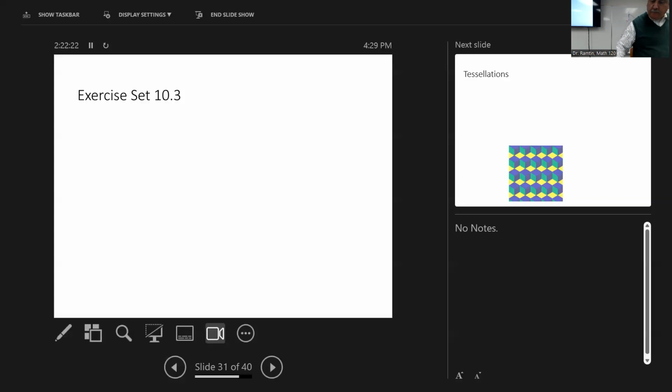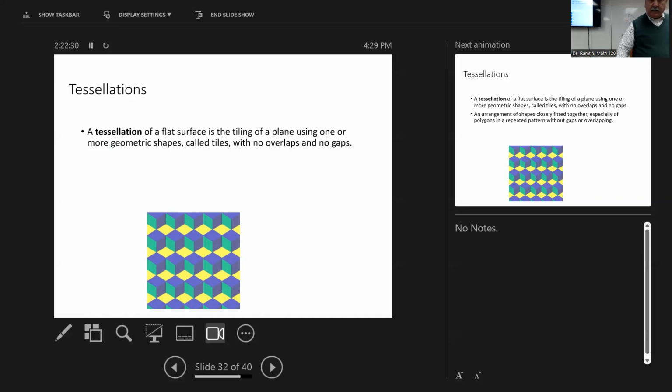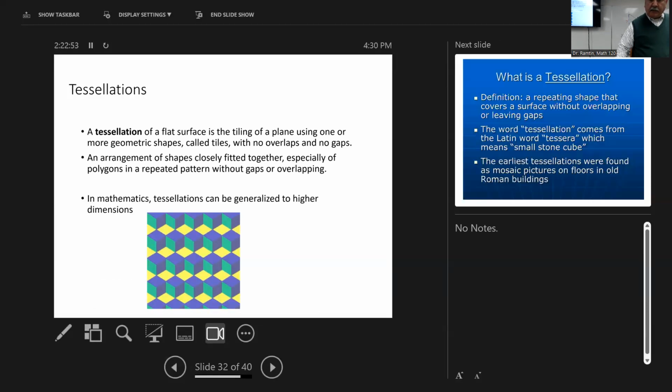Let's go to the next one. Something in mathematics and in architecture is called tessellations. A tessellation of a flat surface is the tiling of a plane using one or more geometric shapes called tiles with no overlap and no gaps. It is an arrangement of shapes closely fitted together, especially polygons in a repeated pattern without gaps or overlapping. And in mathematics, these tessellations can be generalized to higher dimensions.